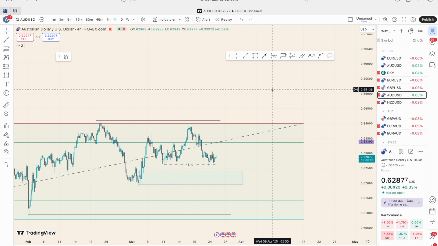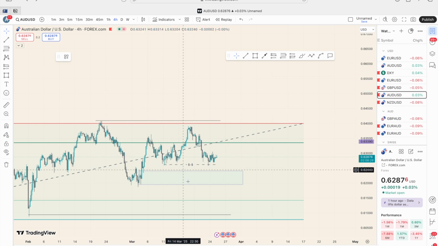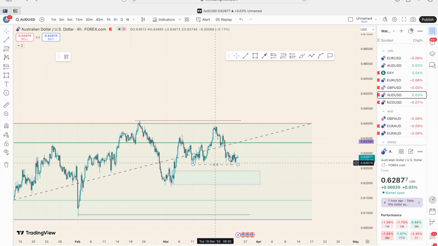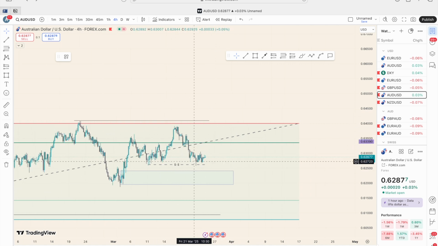But if you're looking to take day trading as your priority, I would definitely suggest you can look to take some longs in the AUD/USD pair. It is not that high probability, but you can definitely expect a good return on this trade.